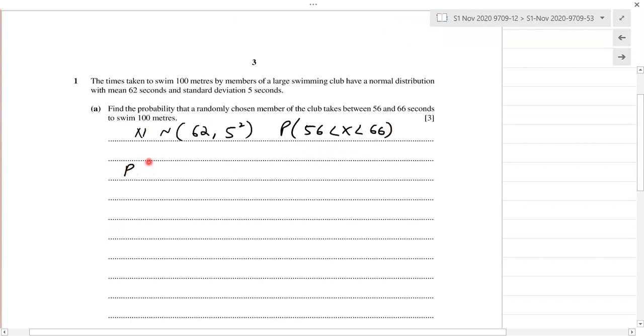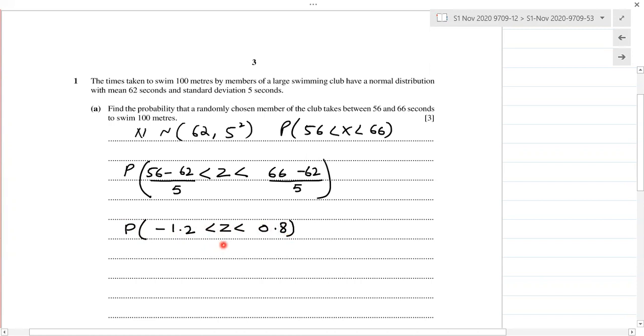So the first thing we do is we standardize this. So we have Z: 56 minus the mean value, which is 62, upon the standard deviation, which is just 5. Then we have 66 minus 62 upon 5. And we get this as negative 1.2 and 0.8. These are the two values we get.